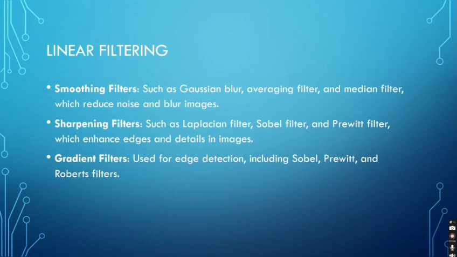Linear filtering. Here are some of the linear filters, such as smoothing filters, sharpening filters, and gradient filters. The smoothing filters, such as Gaussian blur, averaging filter, and median filter, reduce noise and blur images. Sharpening filters, such as Laplacian filter, Sobel filter, and Prewitt filter, enhance edges and details in images. Gradient filters are used for edge detection, including Sobel, Prewitt, and Roberts filters.